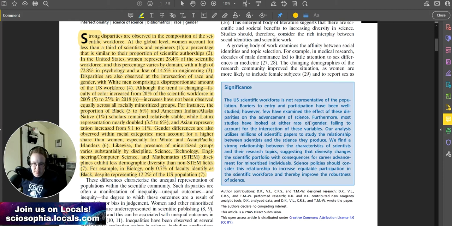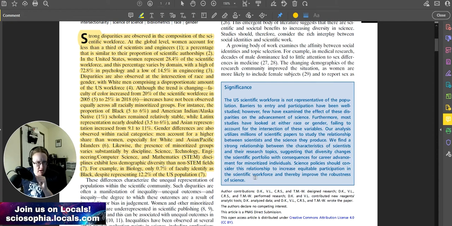You notice they're using disparities and the systemic discrimination thing interchangeably, which is a logical fallacy in and of itself, the disparity fallacy. Furthermore, most studies have looked at either race or gender, failing to account for the intersection of these variables. Our analysis utilizes millions of scientific papers to study the relationship between scientists and the science they produce. We find a strong relationship between the characteristics of the scientists and their research topics, suggesting that diversity changes the scientific portfolio with consequences for career advancement for minoritized individuals.